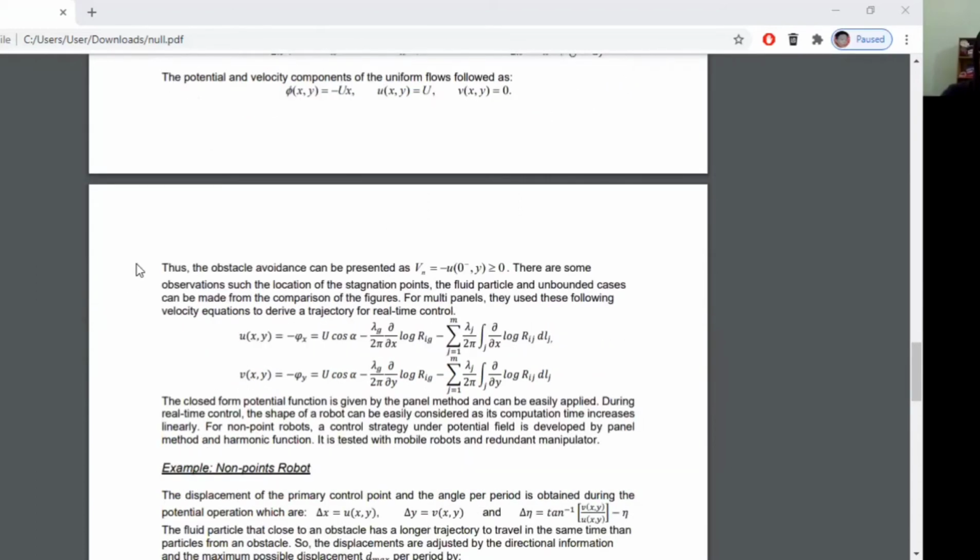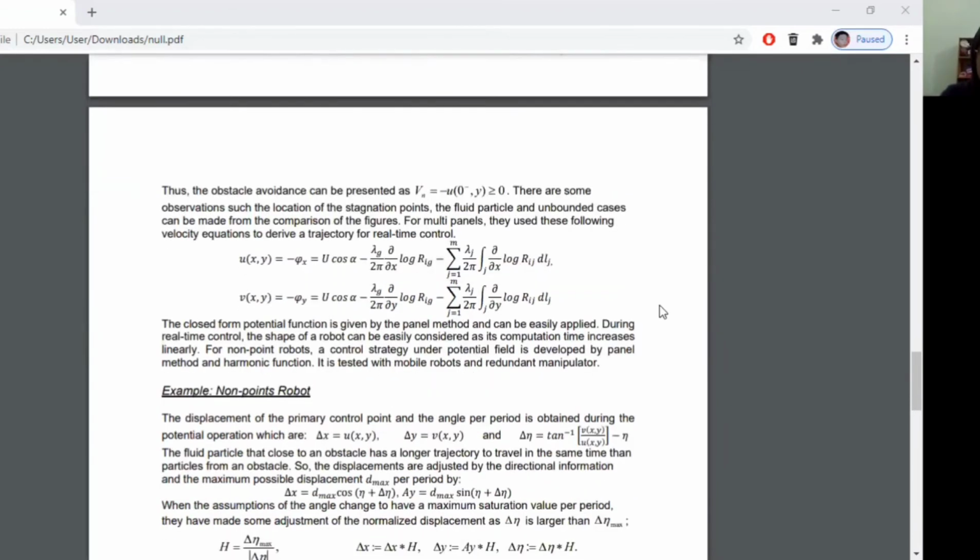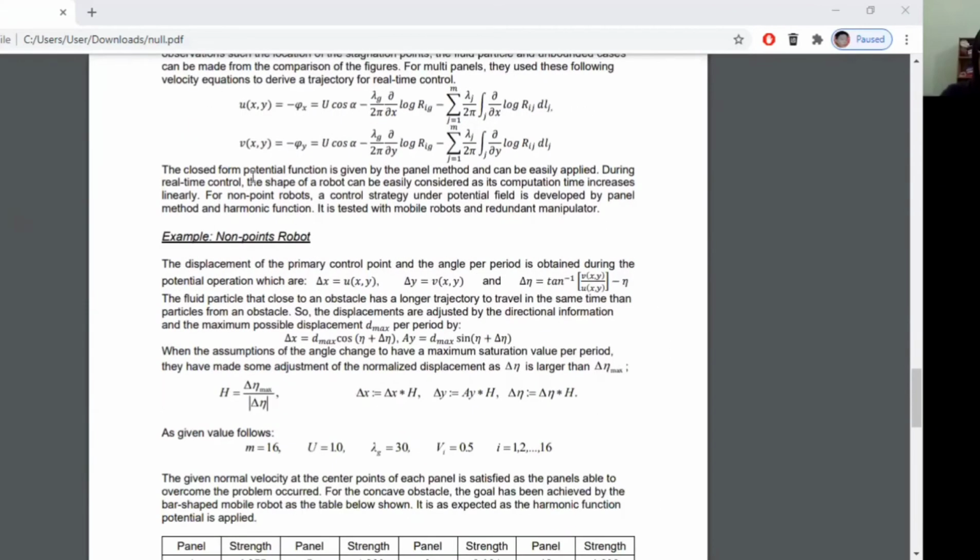Thus, the obstacle avoidance can be presented as Vn equals negative u for y more than 0. There are some observations, such as the location of the stagnation points, the fluid particle and unbounded cases, that can be made from the comparison of the figures. For multi-panels, they used these following velocity equations to derive a trajectory for real-time control. The closed form potential function is given by the panel method and can be easily applied.